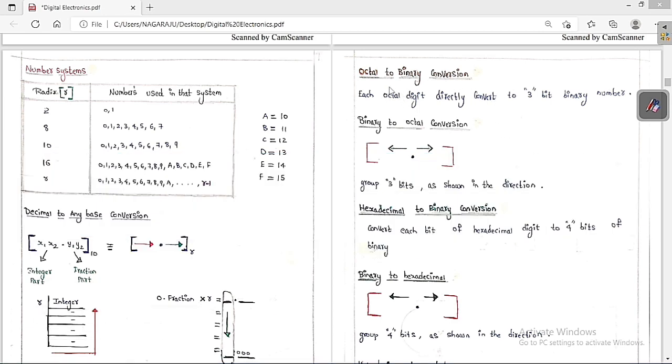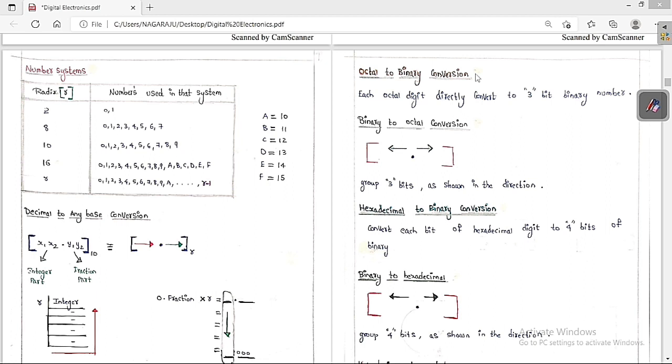Now we will discuss the octal to binary conversion. How do you do the octal to binary conversion? Suppose in a question you are given an octal number and you want to convert it into binary. See, each octal digit can be directly converted to a 3-bit binary number. It is a very easy way to convert an octal number to a binary number system.